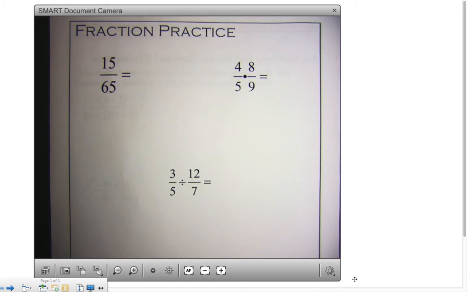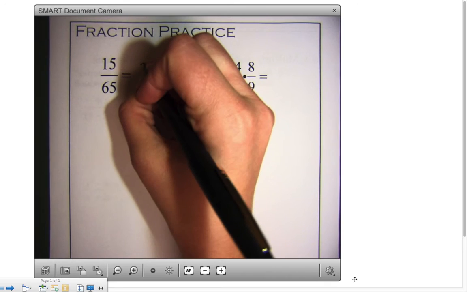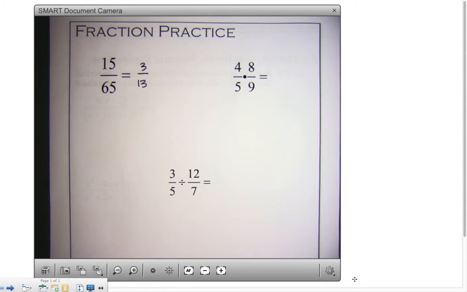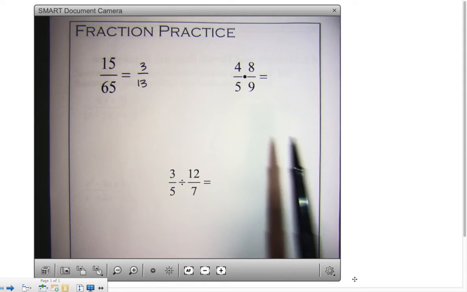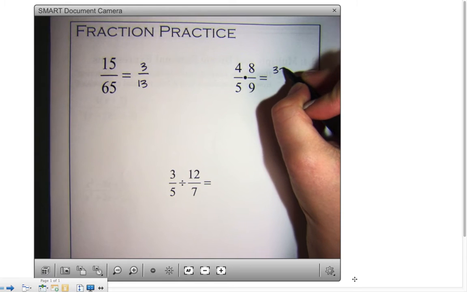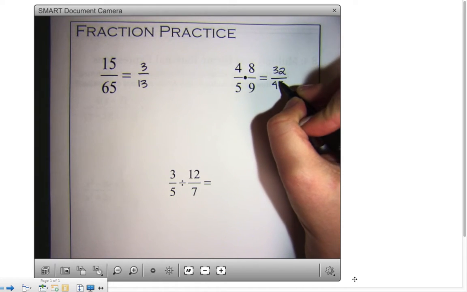So we're going to focus on simplifying in the first one, multiplying, and then dividing. In the first one, all I'm trying to do is reduce 15 over 65. So you have to ask yourself what common factors they have, and we can recognize that 5 goes into 15 3 times, and 5 goes into 65 13 times. So it's just reduced. When we're multiplying fractions in the second example, all we do is multiply the top times the top and the bottom times the bottom. So we've got 32 over 45.